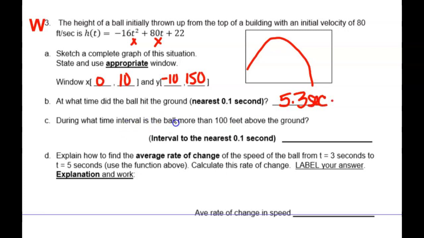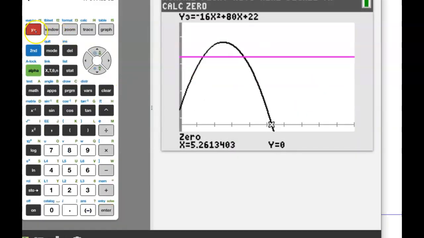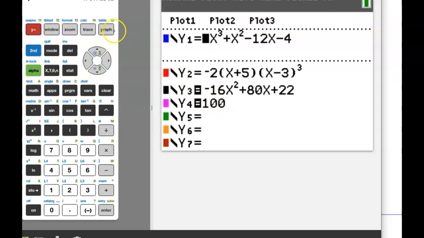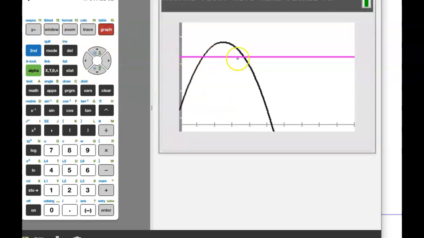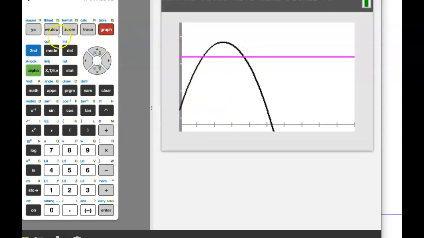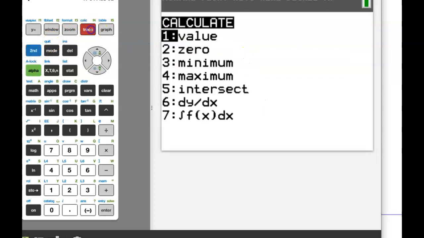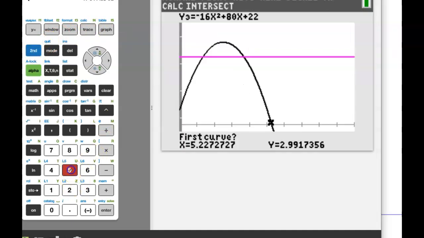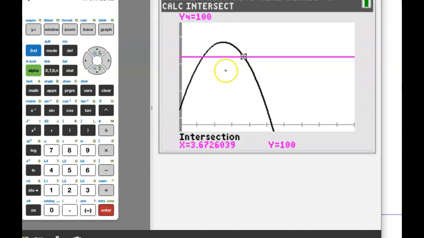What time is the ball more than 100 feet above the ground? That's where I put in the y equals 100 line. And then what do I want to find here and here? Yeah, your table doesn't give you these values because your table's counting by ones. You can change your table to count by tenths, but it's still a pain in the neck. And I really want you to be able to find those intersection points.